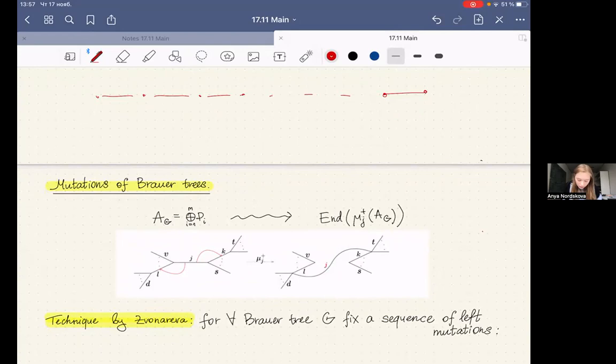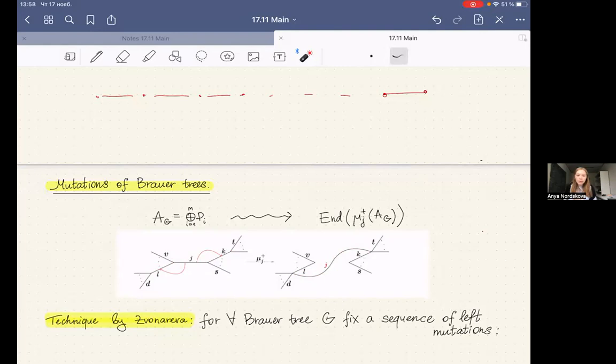So this is how it works. If I have an algebra which corresponds to some Brauer tree like this, and I want to mutate in this indecomposable summand, they now correspond to edges of the tree. Then there is a very simple combinatorial move that I can make: I can change this edge like this, so one end slides along this edge, one end slides along this edge, and this is the new Brauer tree.